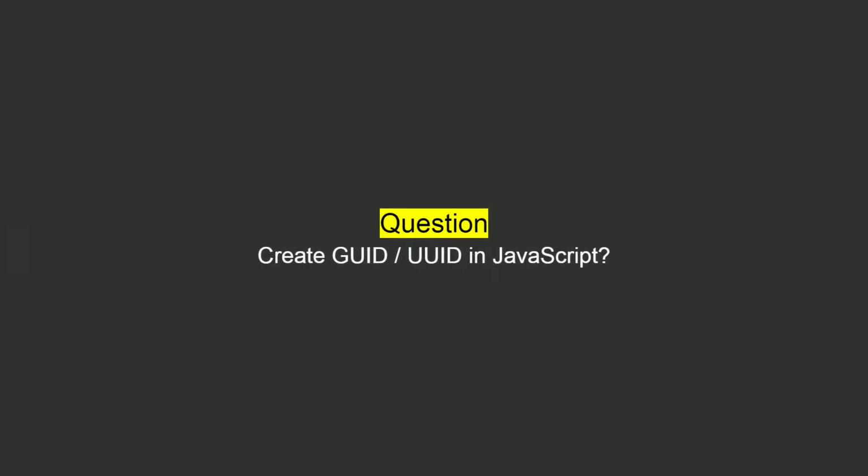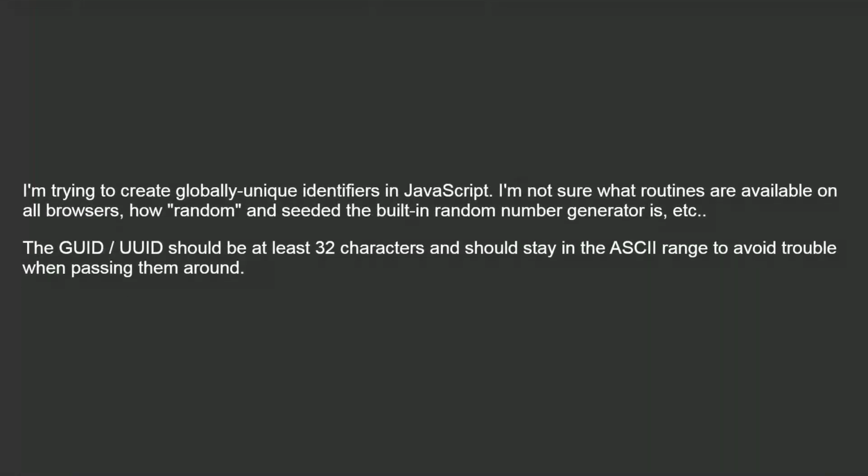Create GUID UUID in JavaScript. I'm trying to create globally unique identifiers in JavaScript. I'm not sure what routines are available on all browsers, how random and seeded the built-in random number generator is, etc. The GUID UUID should be at least 32 characters and should stay in the ASCII range to avoid trouble when passing them around.